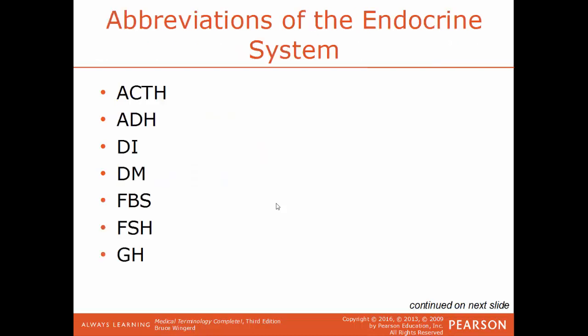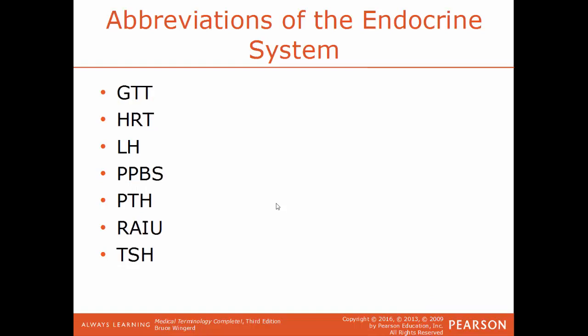Right, now we'll go over some common abbreviations for the system. ACTH stands for adrenocorticotropic hormone. ADH, antidiuretic hormone. DI, diabetes insipidus. DM, diabetes mellitus. FBS, fasting blood sugar. FSH, follicle stimulating hormone. GH, growth hormone. GTT, glucose tolerance test. HRT, hormone replacement therapy. LH, luteinizing hormone. PPBS, postprandial blood sugar. PTH, parathyroid hormone. RAIU, radioactive iodine uptake. And TSH, thyroid stimulating hormone.